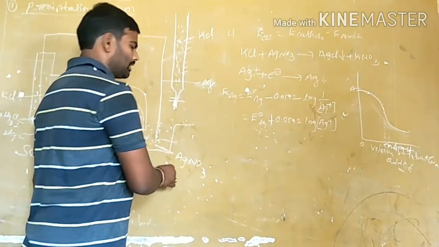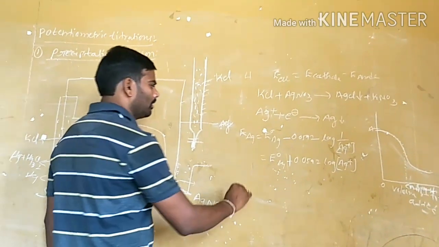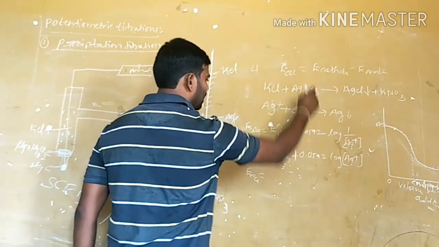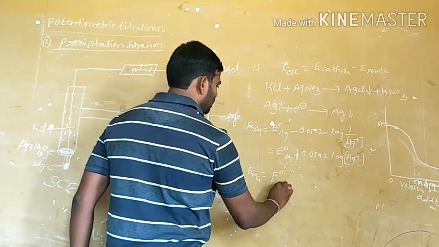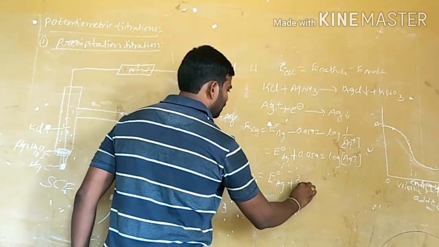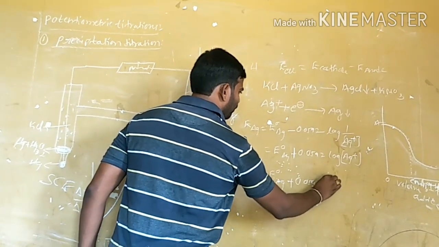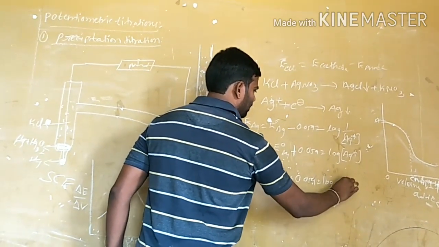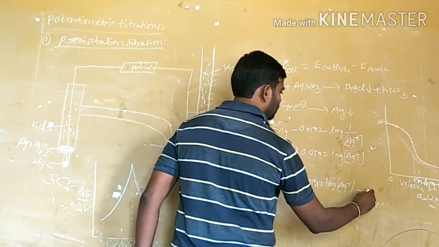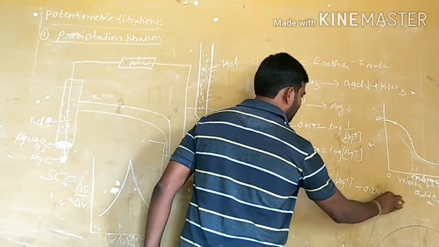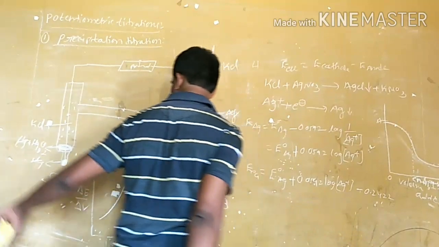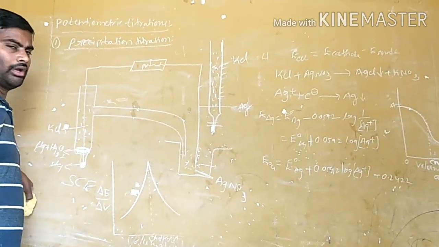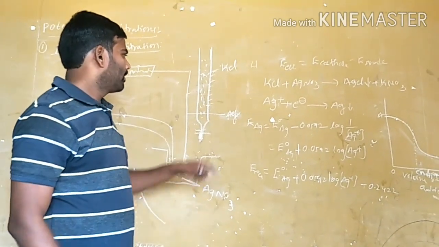Now this is the silver electrode potential value. Writing E cell is equal to E cathode. Cathode is E naught silver electrode plus 0.0592 log Ag plus ion concentration, minus 0.2422, that is the anode potential value, the same as the saturated calomel electrode reduction potential value.